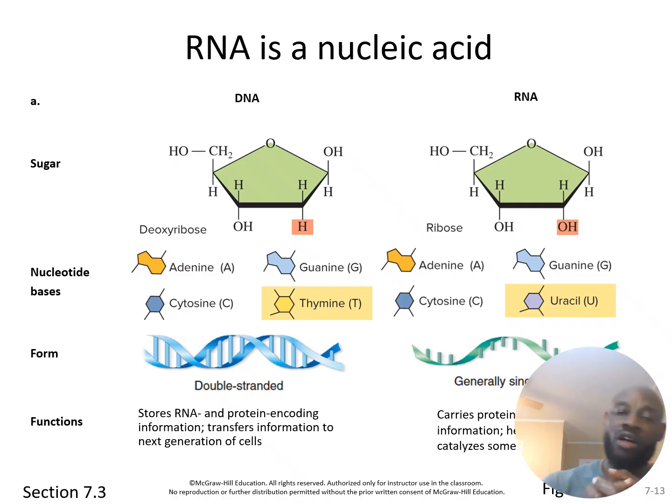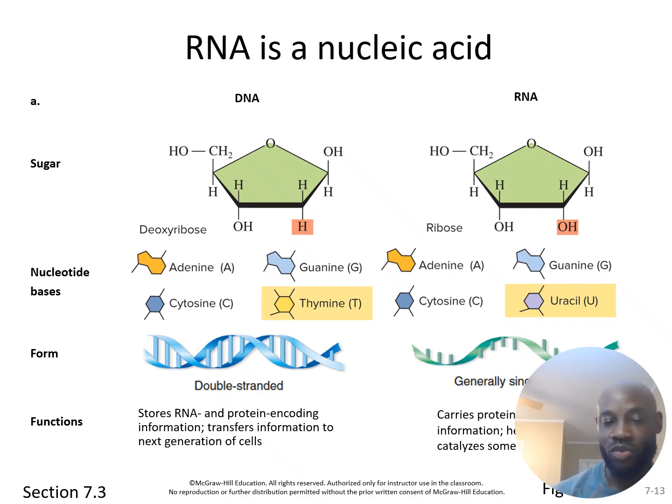So RNA and DNA are very similar. The sugar in DNA is deoxyribose. The sugar in RNA is ribose. RNA also has a different one of the nucleotide bases. So not only does it have a different sugar, but it also has a different base, uracil, and a slightly different form. DNA is a double-stranded helix.